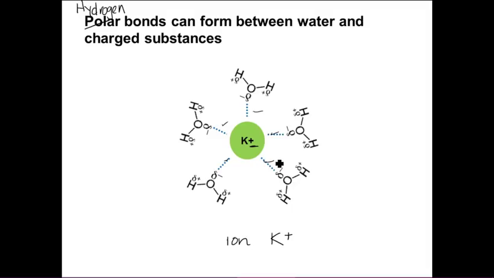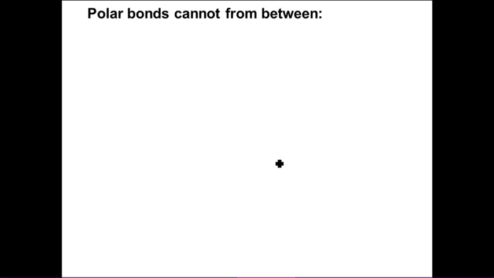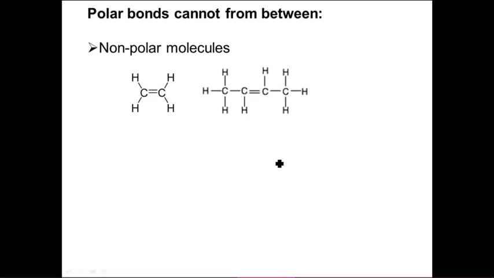So hydrogen bonds can form between polar molecules and between ions, but they cannot form between nonpolar molecules. So we can't get water coming in and making hydrogen bonds with either of these nonpolar molecules. Why? Because there are no polar bonds, right? If there are no polar bonds, then there are no partial charges. So this hydrogen and this carbon have equal electronegativity, so there's not going to be a partial positive or a partial negative. Same here, right? So there's no partial negative and partial positive to attract each other. So we can't get any hydrogen bonds forming here.